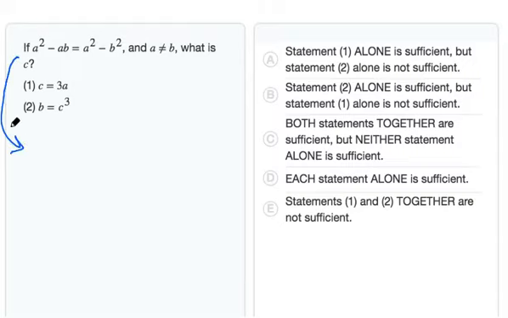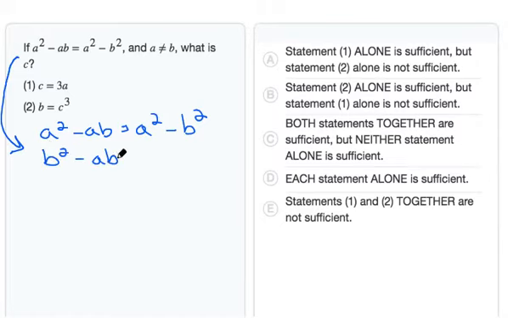this given equation. The given equation tells us that a squared minus ab is equal to a squared minus b squared. Let's go ahead and move all of our terms to one side and see if we can get any extra information from this equation. If we subtract a squared from both sides, they'll actually cancel. So adding b squared to the other side leaves us with b squared minus ab is equal to 0. This is an equation we can factor and solve.